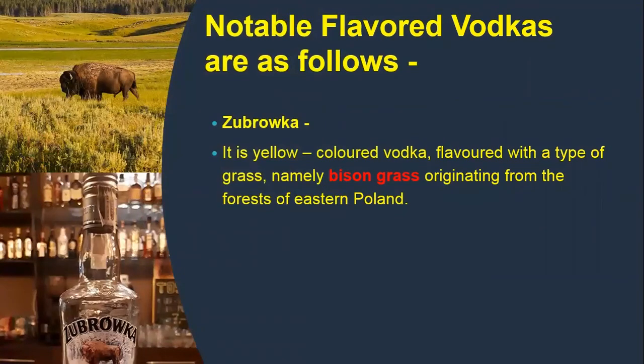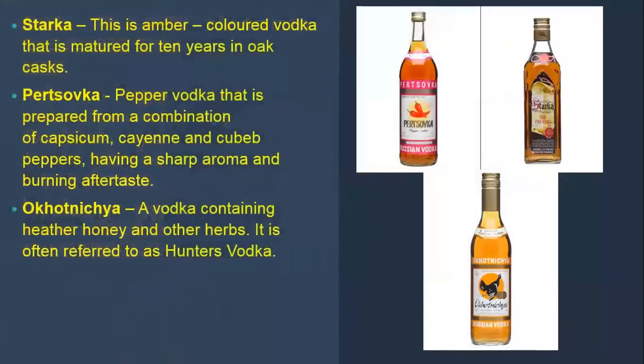The most notable flavored vodkas are as follows. Zubrovka is a yellow colored vodka flavored with bison grass, which originates from the forest of eastern Poland. Starka is an amber colored vodka that is matured for 10 years in oak barrels. Pieprzowka is a pepper vodka prepared from a combination of capsicum, cayenne, and cubeb peppers, having a sharp aroma and a burning aftertaste. The last one is Okhotnicza. It's a vodka that contains heather honey and other herbs. It is often referred to as hunter's vodka.